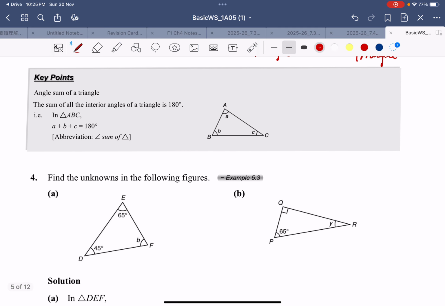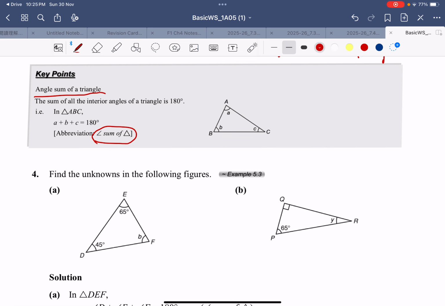And the following theorem is very important. The name of this theorem is angle sum of triangle. The abbreviation, the short form to write this theorem, is this one: angle sum of triangle. That means if we sum all the interior angles A, B, C, the sum is 180 degrees. This applies to any triangle, okay? To any triangle.